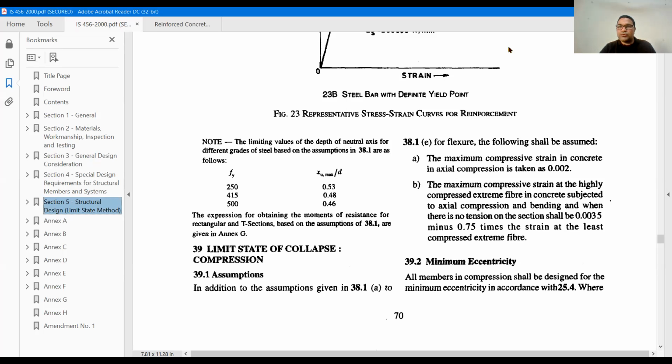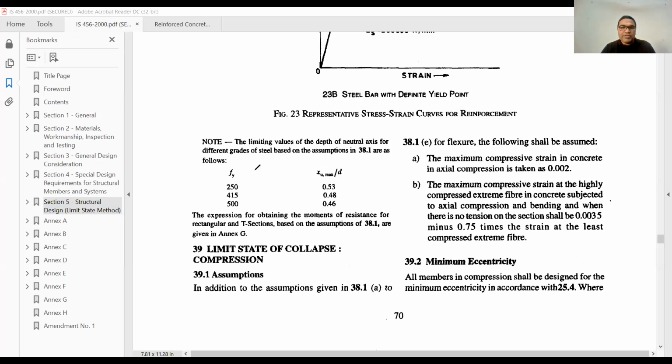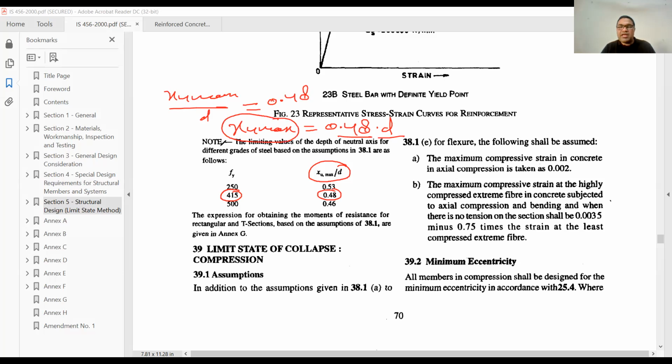So here in the IS code, if we go to page number 70, the value of xu max is dependent on the grade of steel. As we are using Fe415, the ratio of xu max by d is 0.48. So we can say that for Fe415, xu max by d is equal to 0.48, or xu max is 0.48 times d. Now d is already given in the question. Multiplying this with 0.48, we can find out the maximum depth of neutral axis. That we will see on our slide.